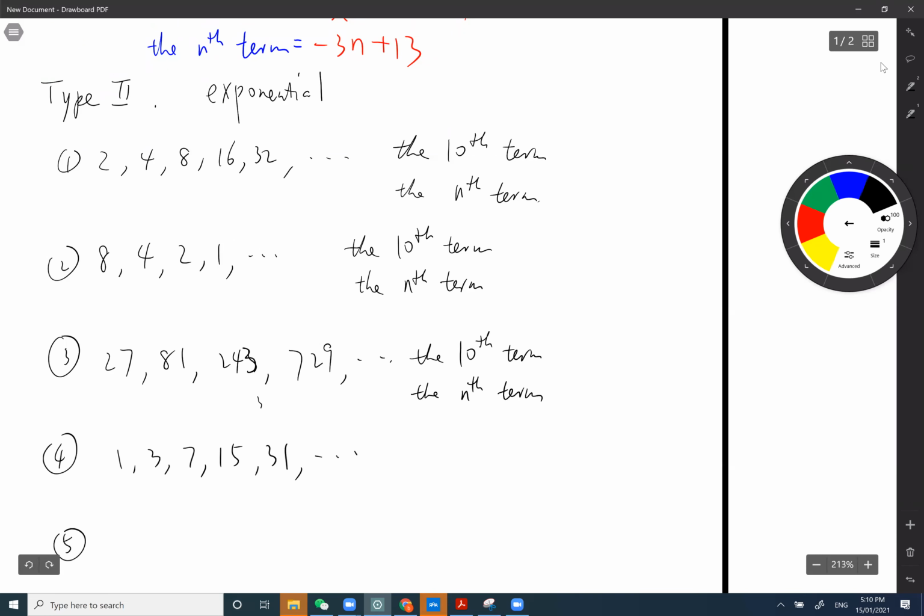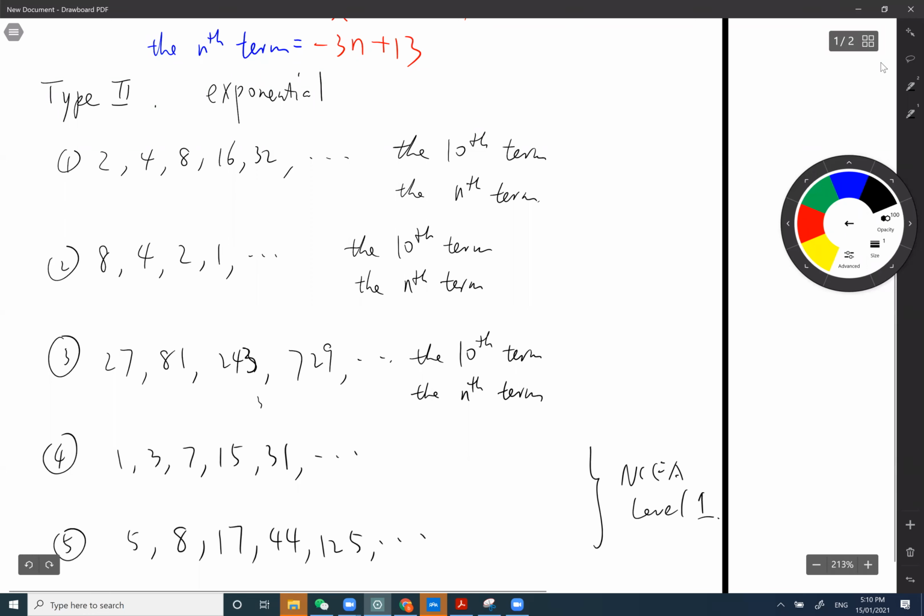Yeah, of course, I'll give you several harder ones. Oh, this harder one. This harder one, NCEA, normally in NCEA level 1, not in Cambridge. Okay. How we find the formula? Exponential.